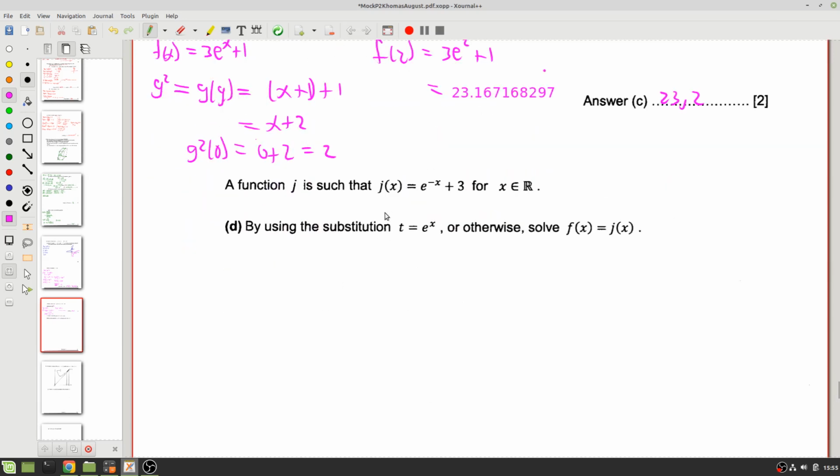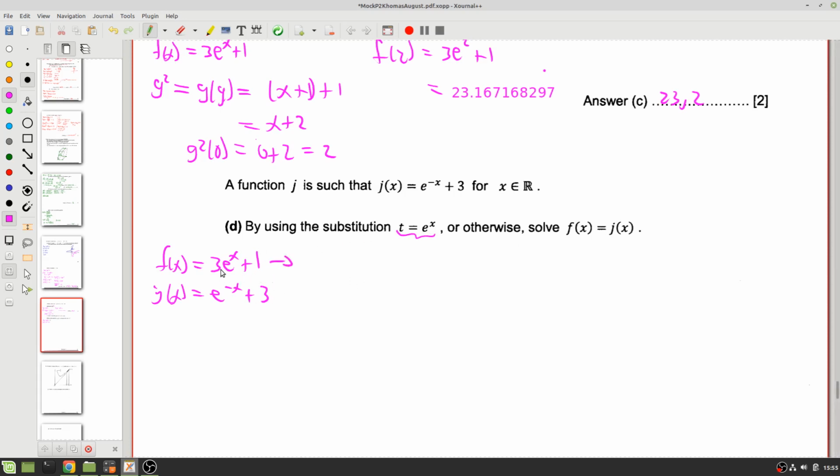So j of x equals this, and again we need f, so I'm going to write down f again. So f of x equals 3e to the power x plus 1, and here we have j of x. I'm just going to write that down too. So j of x is e to the negative x plus 3. So now they tell us to solve f of x equals j of x. And they give us a helpful tip here. We can say e to the x equals t. So let's rewrite both of these things with a t.